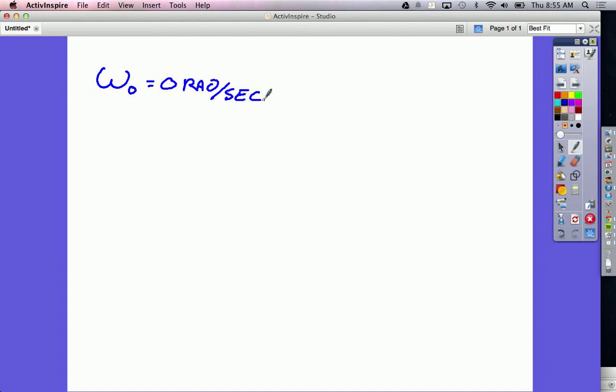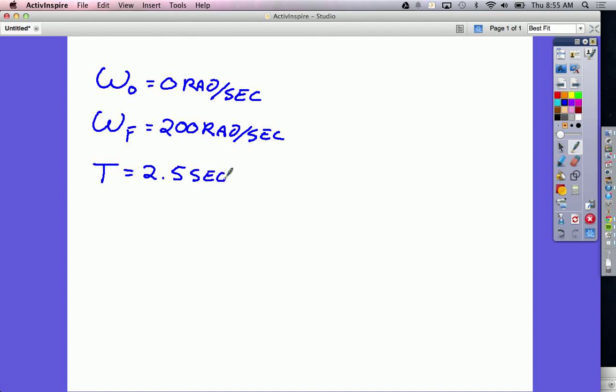Next, I know that it gets to a speed of 200 radians per second, so that's how fast it's going to eventually go. So that's my final angular speed. The next thing is I know that it's going to reach that speed in 2.5 seconds, so that's my time. And it's asking me to find that angular acceleration. And it's actually asking me to find the linear speed as well, and it tells me that the radius is 1.5 meters.